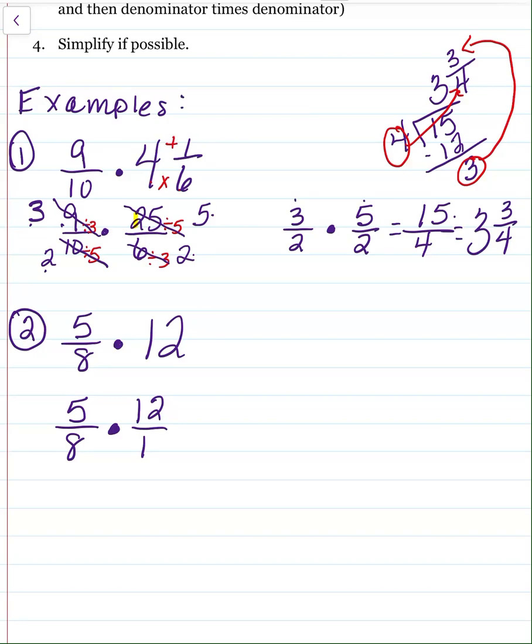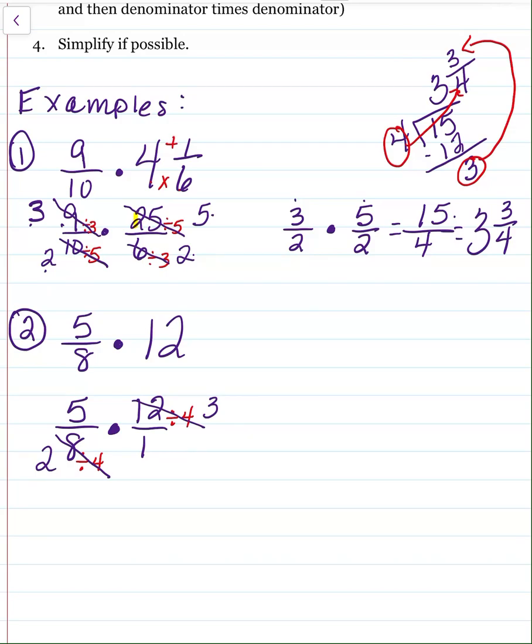Now I'm going to look to see if I can simplify. So I'm going to look at my diagonals. I'm going to look at 8 and 12. I'm going to say, okay, what number can go into 8 and 12? And there is. 2 can. So can 4. So we want to use the greatest common factor. So 8 divided by 4, I'm going to cross that out. 8 divided by 4 is 2. And 12 divided by 4 is 3.